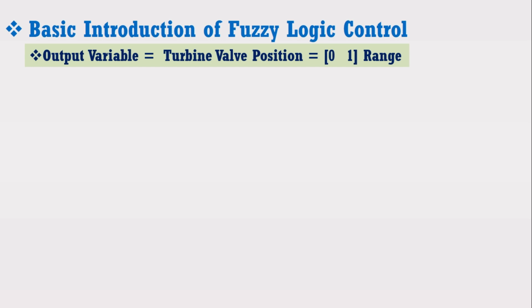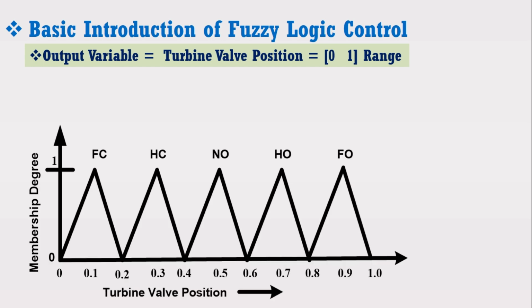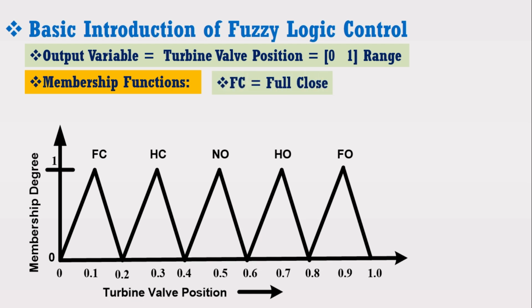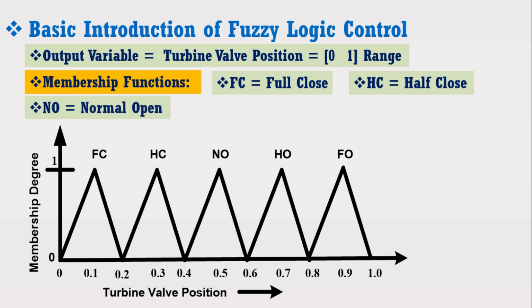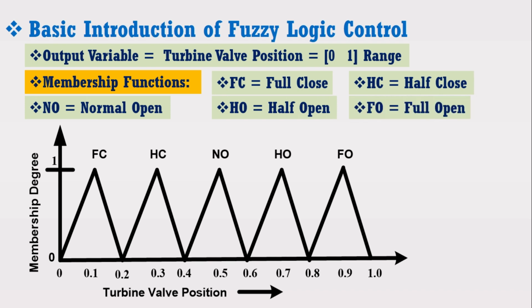Based upon this, turbine valve position output range with its membership functions is shown in this figure. It may be noted that turbine valve position has 5 membership functions, namely FC stands for full close, HC stands for half close, NO stands for normal open, HO stands for half open, and FO stands for full open. These 5 membership functions and their names are made arbitrary for easy understanding.